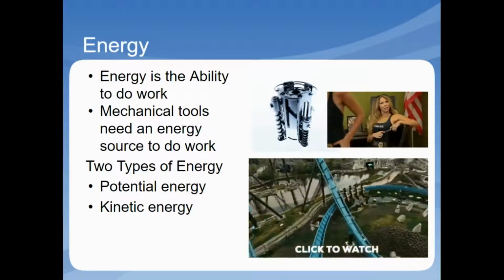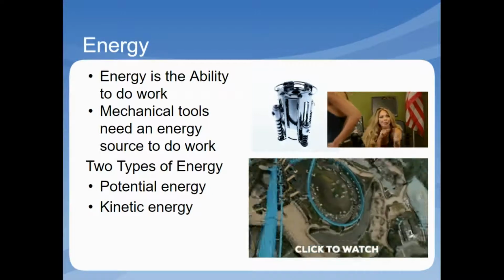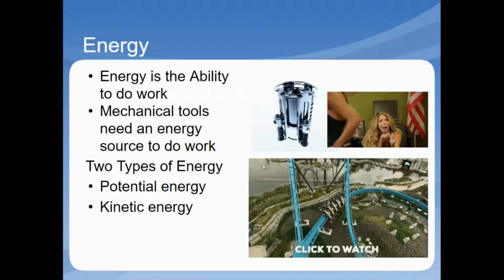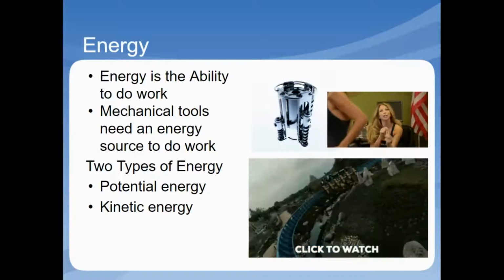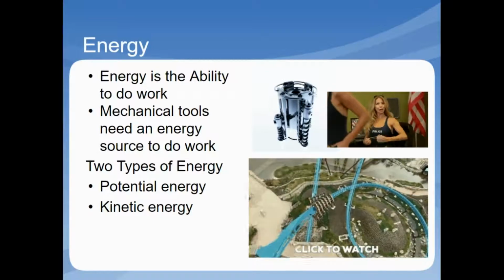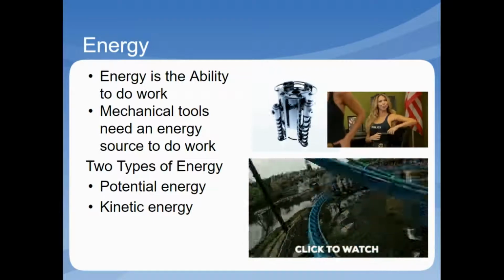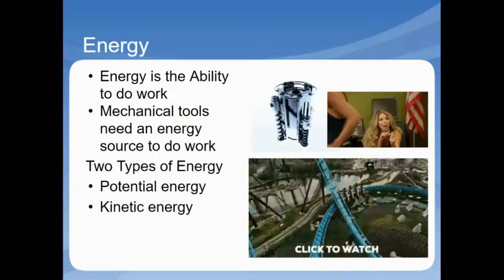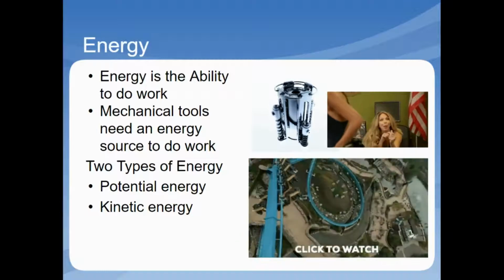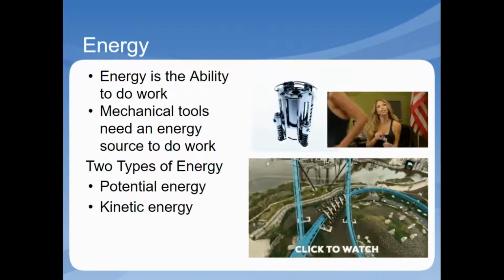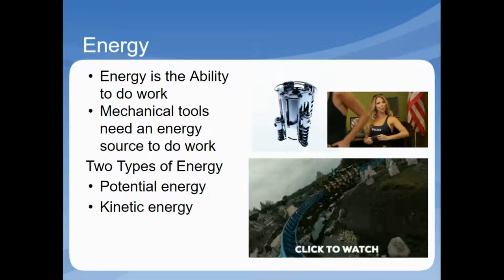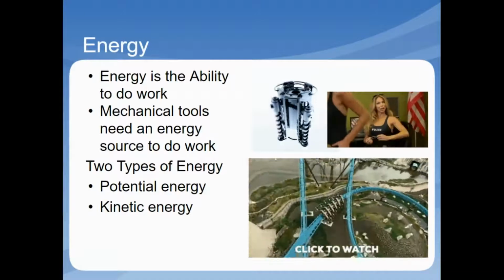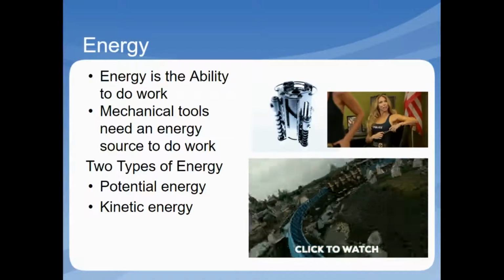The two types of energy are potential and kinetic. Potential energy is energy that is stored and waiting to be used. The energy that is found in a stretched rubber band is an example of mechanical potential energy. This stored energy is waiting to be used. Kinetic energy is energy in motion. Once the rubber band is released, the potential energy is converted to kinetic energy.